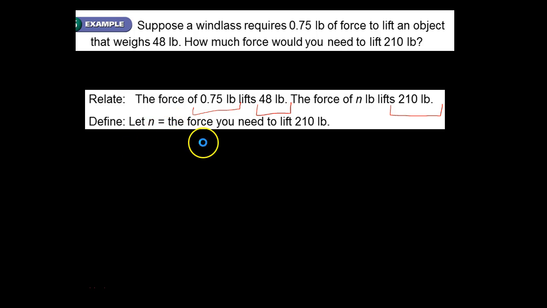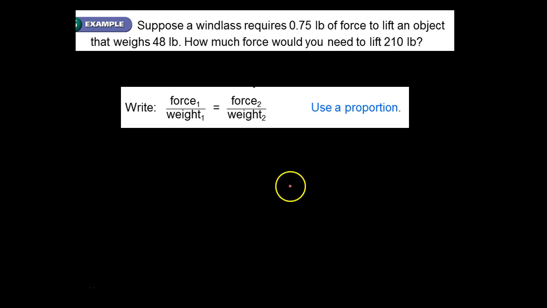Well, we can put this into a proportion. So here I have force 1 over my weight 1 equals force 2 over my weight 2. Go ahead and fill in with what you know. You're going to have one variable, because one of these values we do not know. That is what we are looking for. So go ahead, pause the video now, and fill in your proportions with numbers.